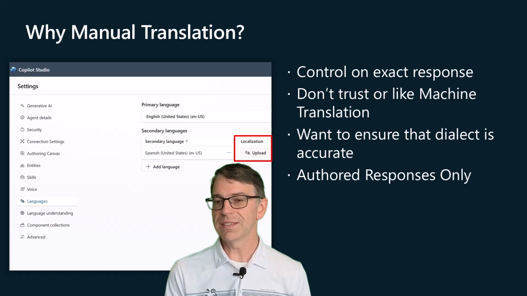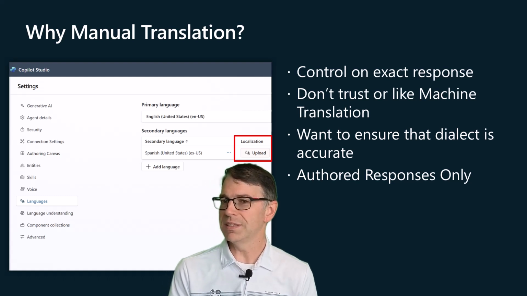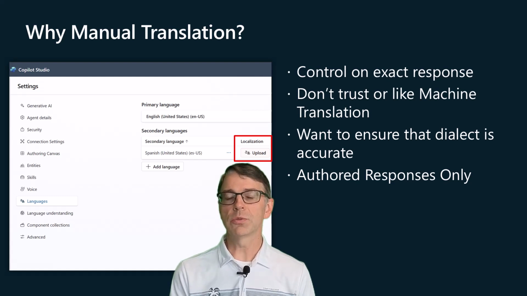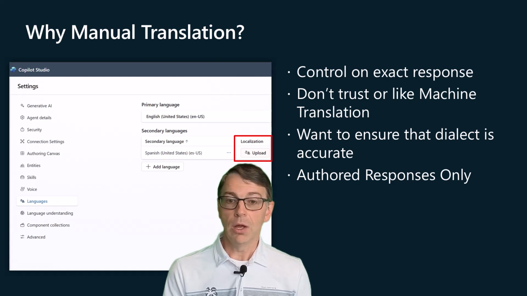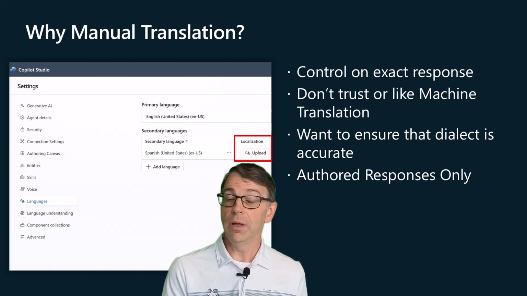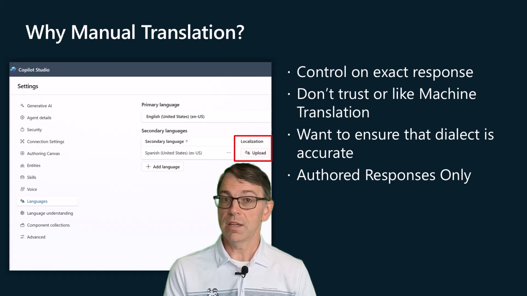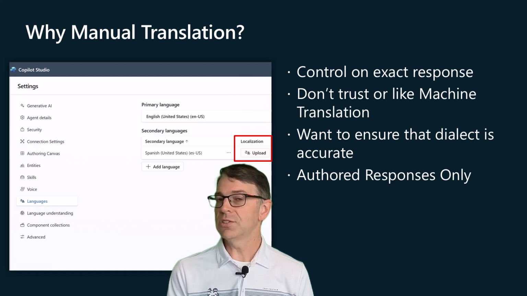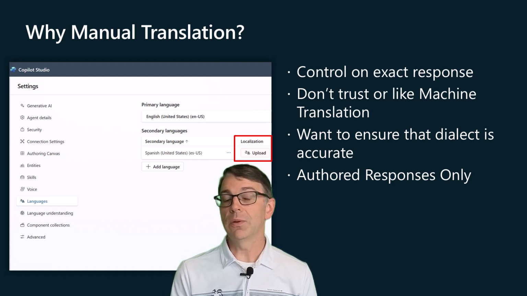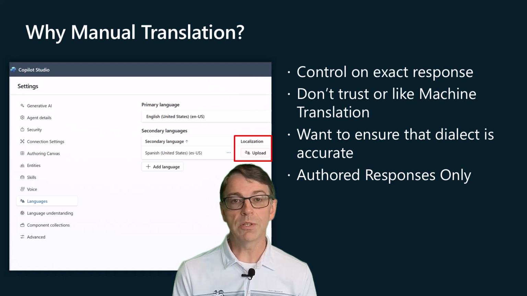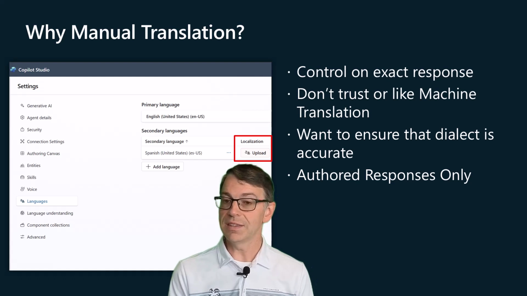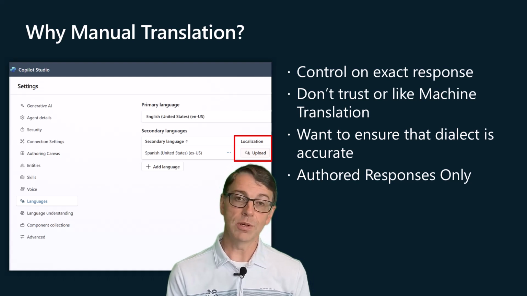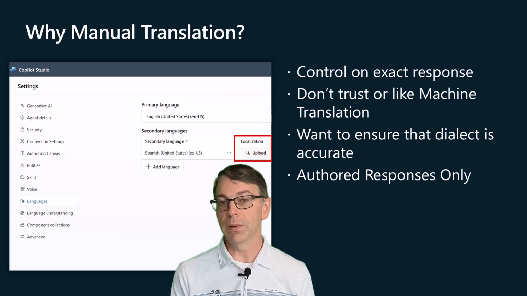And then the other thing is, just be aware that manual translation is only a function that can be done when you are doing authored responses. So when we're going to upload a resx file or a JSON file to make our own custom translation, that is a situation where we can only do that on the things we authored. If we generated that response, we're going to have to lean in on machine translation. So just be aware that these are different things and different approaches that you need to think about as you start to build your agent.